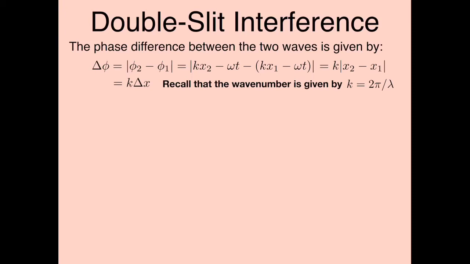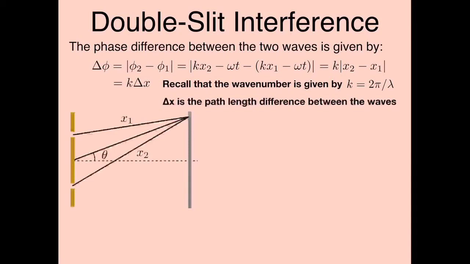Recall that k is what we refer to as the wave number. k is equal to 2 pi divided by lambda. And delta x is what we call the path length difference between the two waves. The idea here is each wave has to travel a different distance to get to a given point on the screen. Delta x is the difference between those two path lengths.